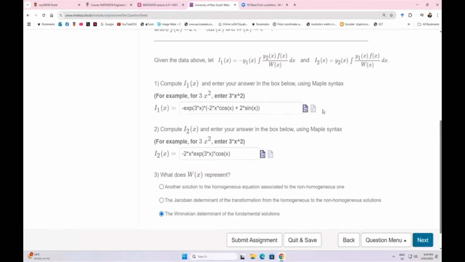Okay, let's look at the second part. The Jacobian determinant of the transformation from the homogeneous to the non-homogeneous solutions. What does that mean? That doesn't make sense either. This is just pure AI. That's what we should get AI to come up with, the distractors. Okay, what about the third one, the third bowl of porridge, was that just right? Maybe. The Wronskian determinant of the fundamental solutions.